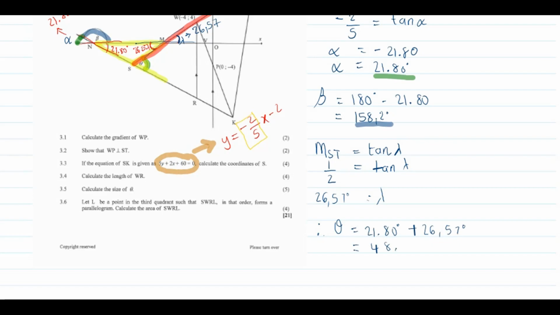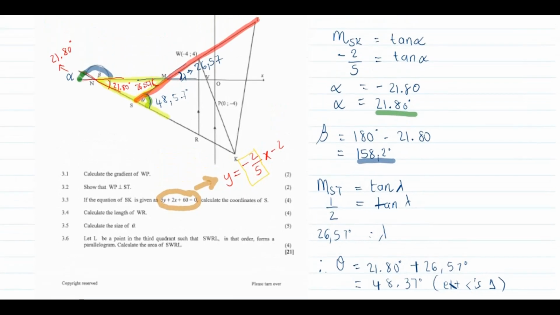Okay, 48.37 degrees. So that is our angle theta there, 48.37 degrees. And the reason here is exterior angle is equal to the sum of the opposite interior angles. The reason is it's an exterior angle in a triangle, right? So that is the reason that you are going to give.